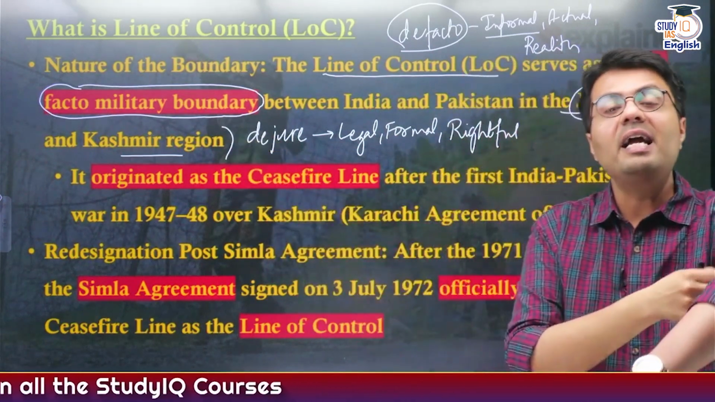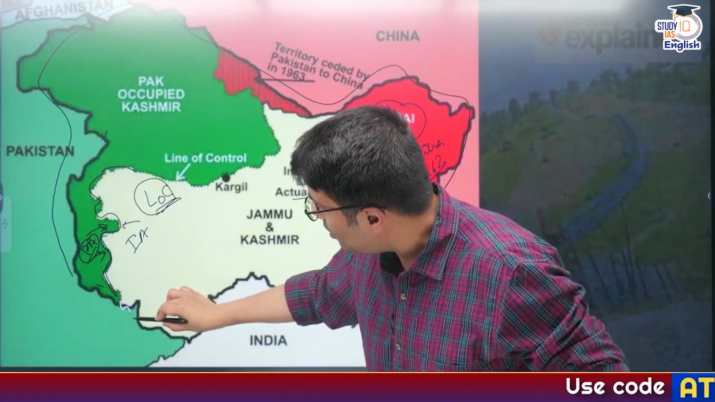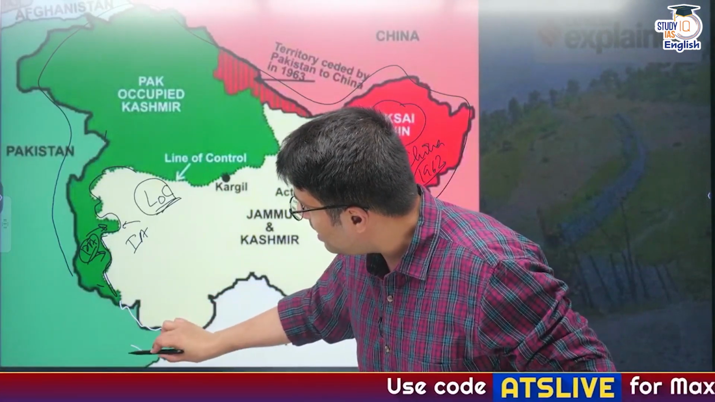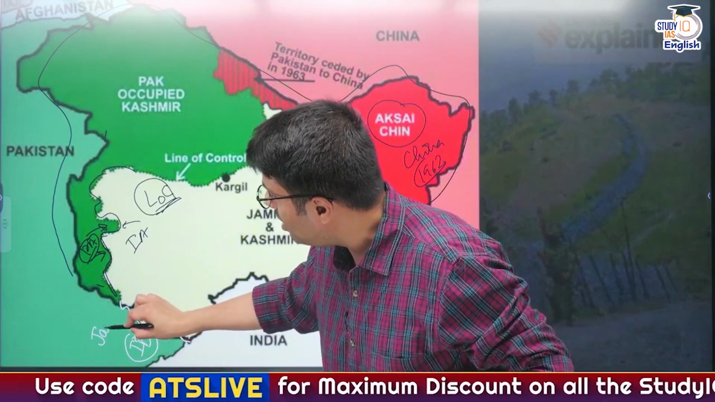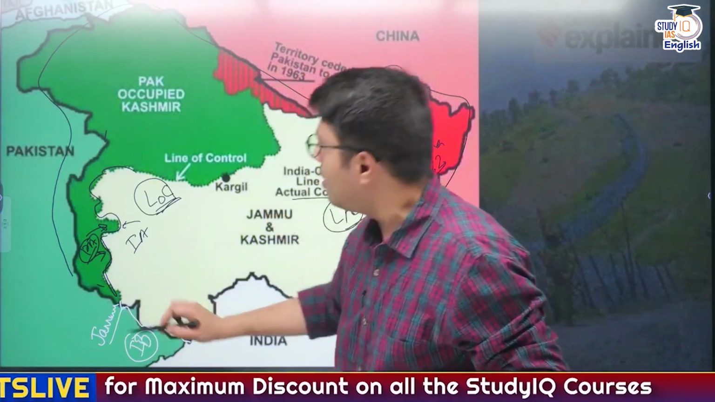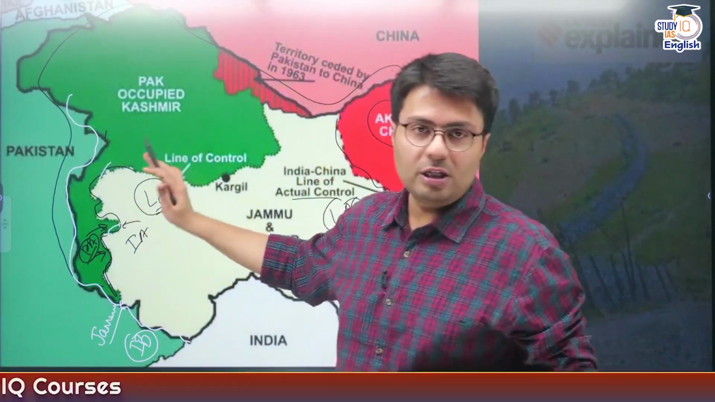Does it stretch across the entire region of Jammu and Kashmir? You can see from this map, there is a part of Jammu and Kashmir here where there is an international boundary. And this majorly rests in the region of Jammu in the Union Territory of Jammu and Kashmir. Whereas the rest of the Union Territory of Jammu and Kashmir and Ladakh is called LoC. Understood?